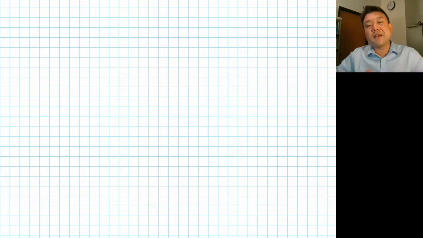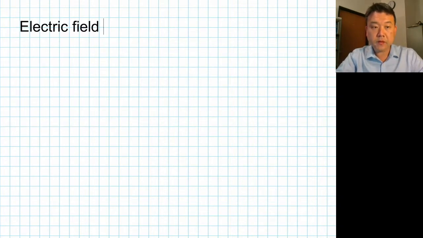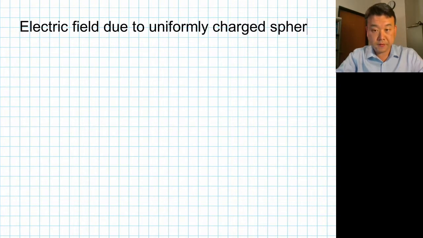Now, this is mathematically the most complicated, but I think this is a good opportunity for me to explain some of the multivariable calculus stuff that I skipped over in the last example. So, give it a watch. The example I want to work out here is electric field due to a uniformly charged sphere.